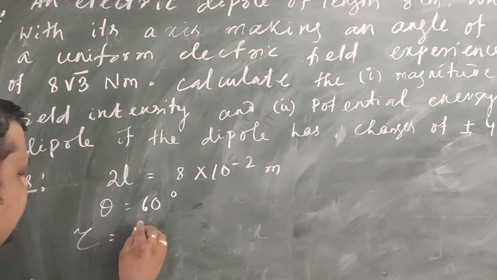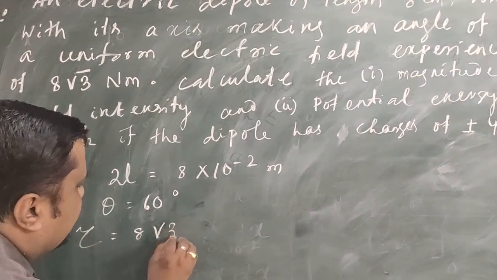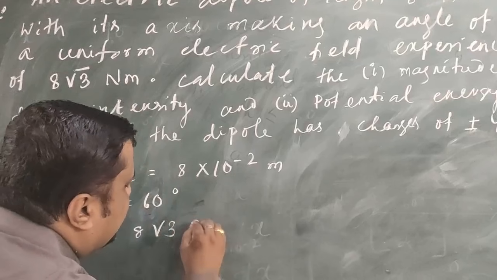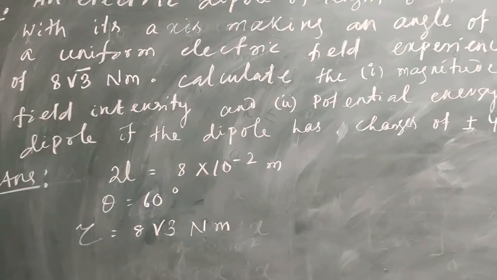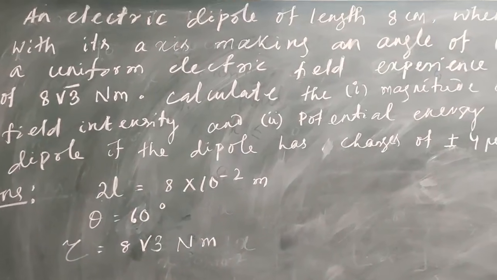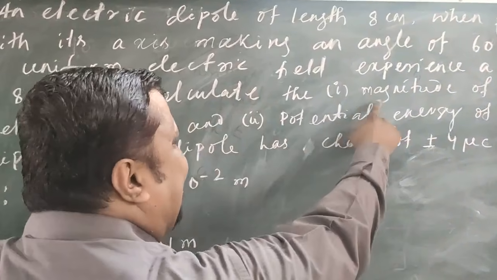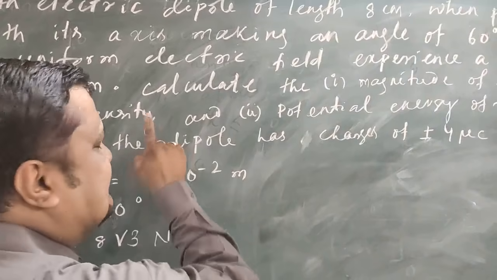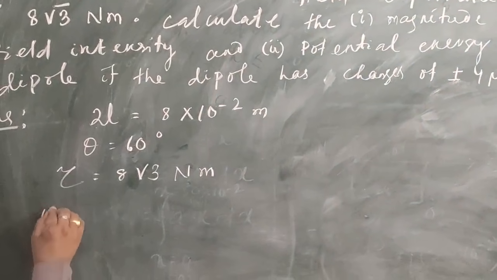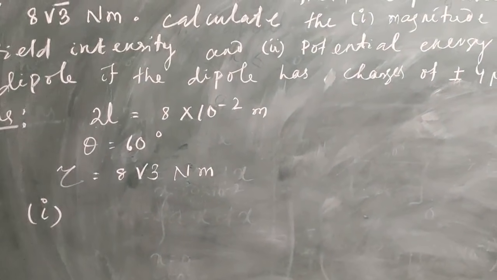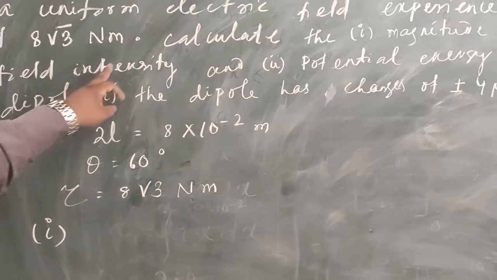Tau is equal to 8√3 newton meter. Calculate, there are two parts. Calculate the magnitude of the electric field intensity. First part I will do: the magnitude of the electric field intensity.